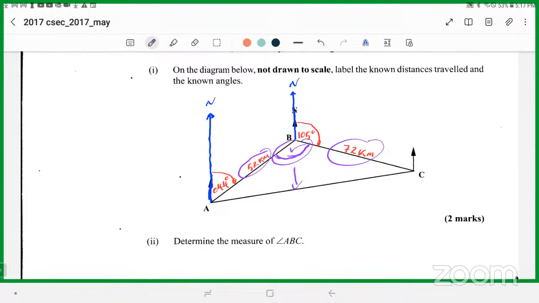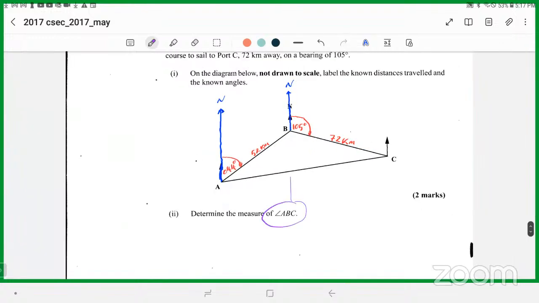All right, some questions will ask us for that angle. Some questions will not. But we know that we need this angle. So this question says we have to determine angle ABC. That's the same angle that we needed. All right, now I'm going to show you 2 ways to do it.